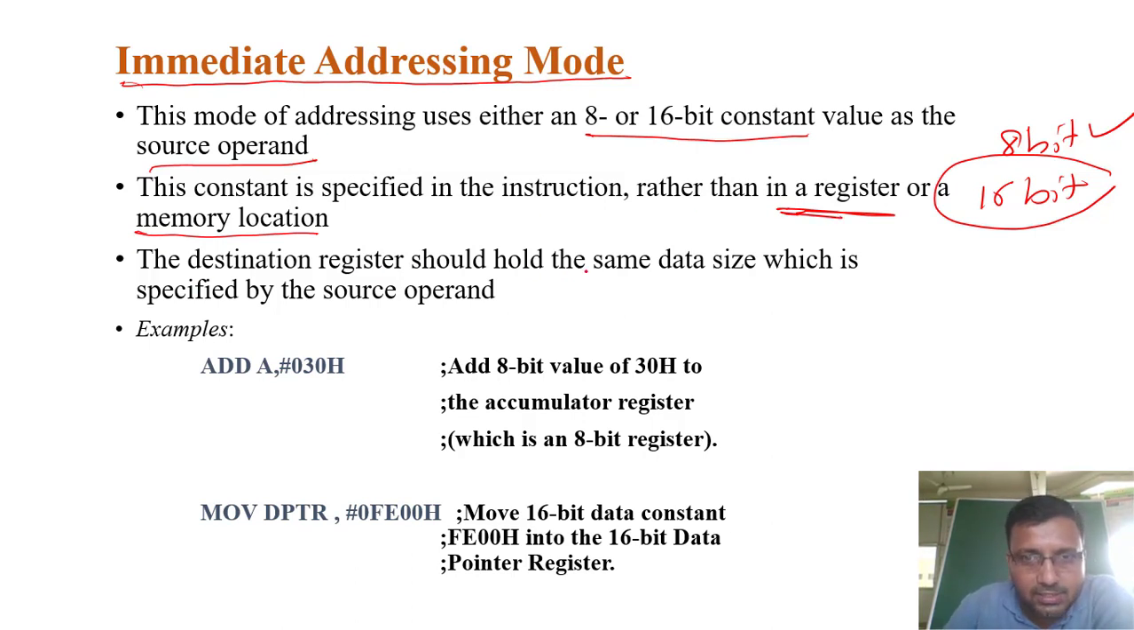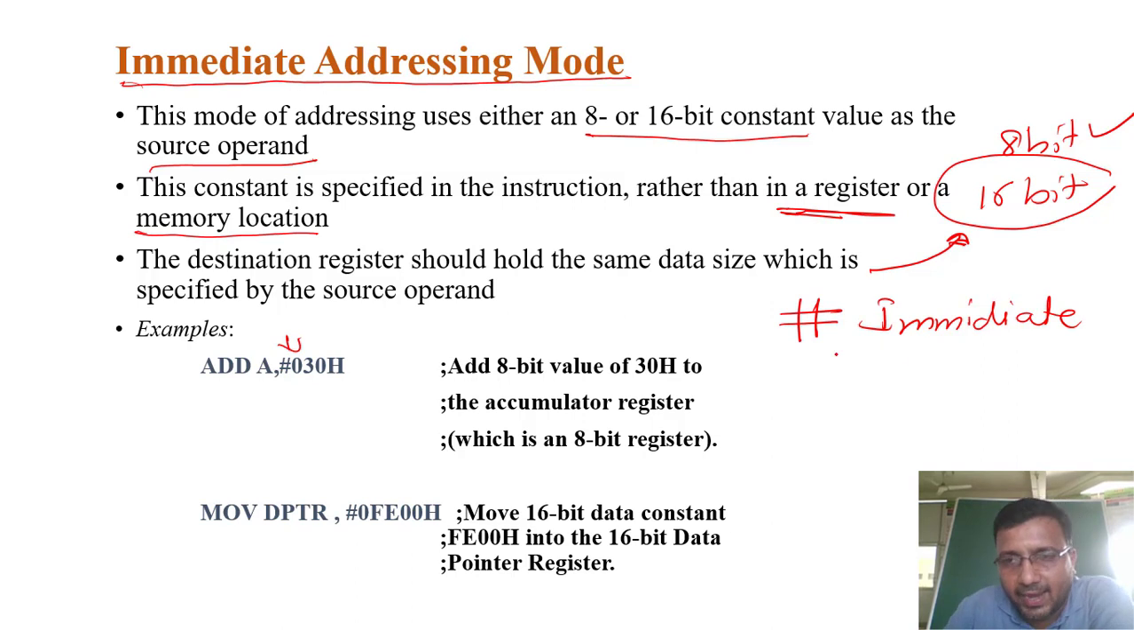The destination register holds the same data size as specified by the source operand. Just now we discussed that if the destination register is 16-bit, then we need to pass 16 bits of data. If the destination register is 8-bit, then we need to pass 8 bits of data. Here is an example. For an immediate addressing mode, the hash symbol is very important. Whenever you write the hash, only then is it considered an immediate value. If you forget to write the hash, it will not be considered an immediate value. So hash is very important.